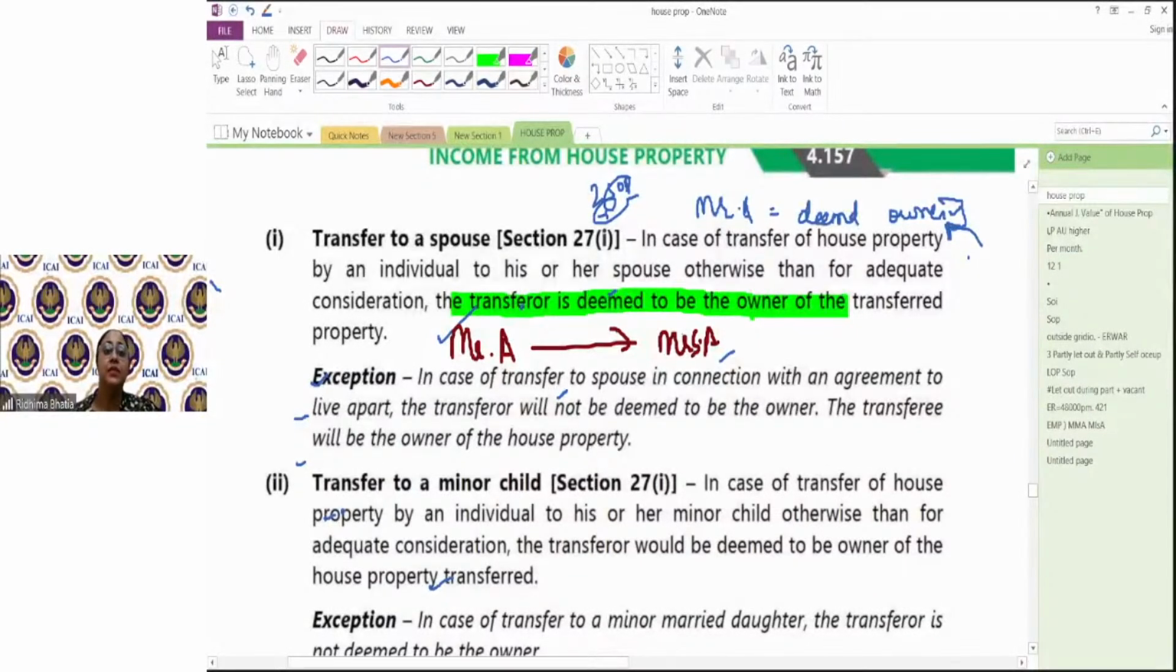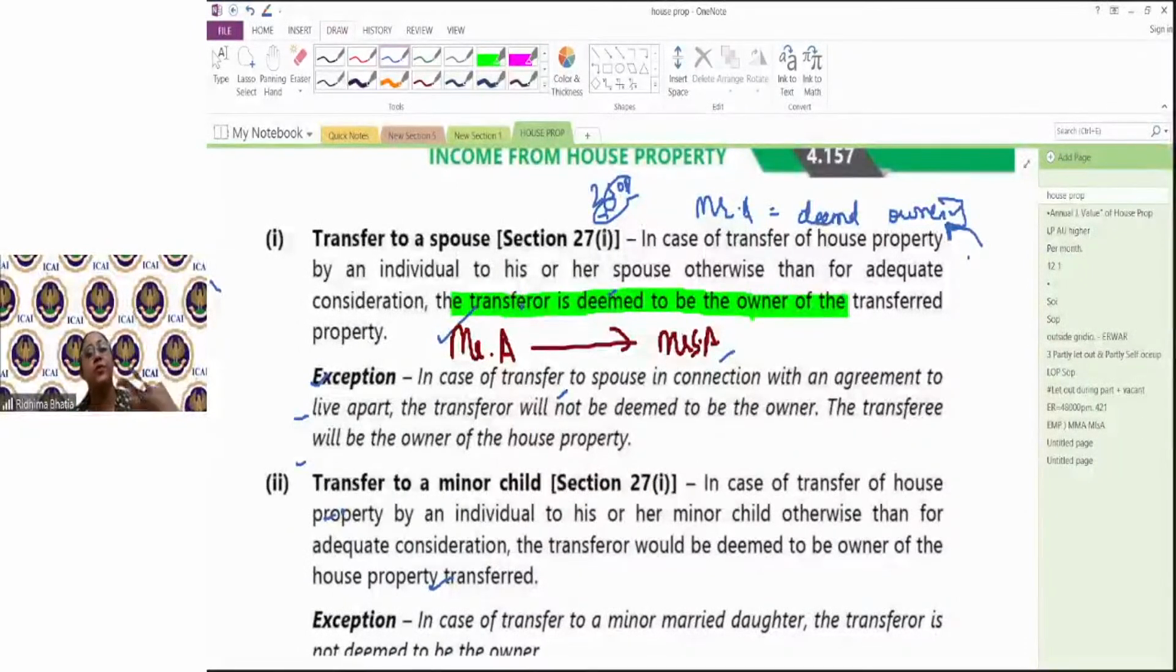Second case can be Mrs. A paid full consideration for that property. Mrs. A paid from her own sources the full consideration for the property. Then Mrs. A would be the legal owner, and deemed ownership would not come. Deemed ownership would come when it is without any consideration or without any adequate consideration.